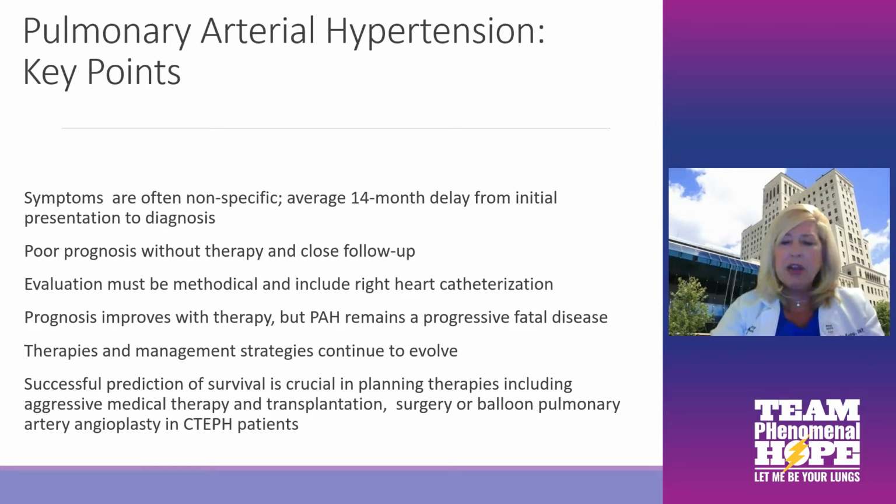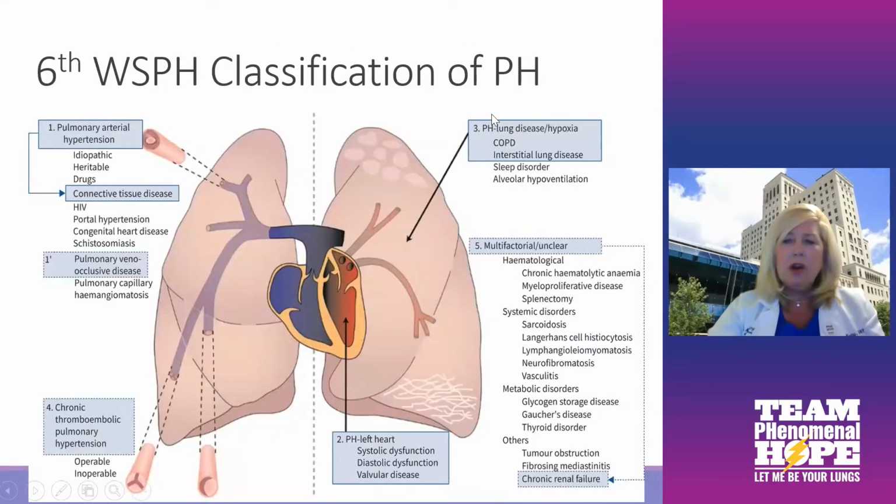Therapies and management strategies continue to evolve over time. Every day, every week, every month, every year, we're finding new ways to manage this very rare disease. Successful prediction of survival is very crucial in planning therapies, including aggressive medical therapy. Again, Dr. King will get into that a little bit, including transplantation, and with CTEPH, surgery or balloon pulmonary artery angioplasty in CTEPH patients.